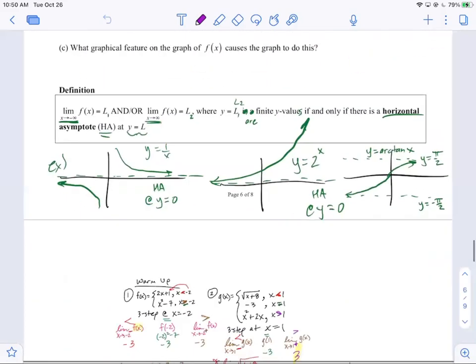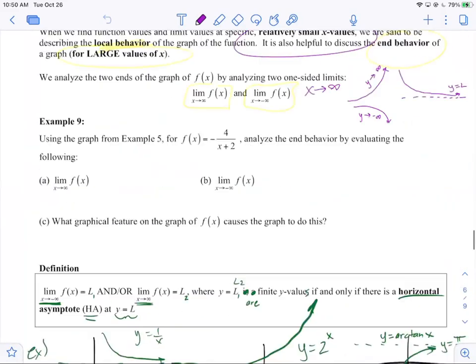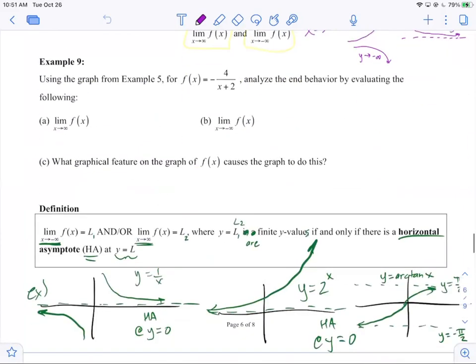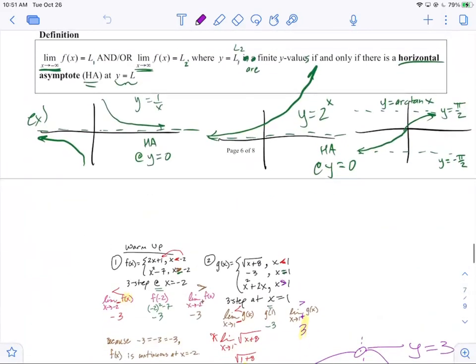So I showed you these 3 examples. By the way, we did not do example 9, so we're not going to come back to it. I gave you this instead of example 9. Neither of these 3 graphs cross their horizontal asymptotes, but they all have a horizontal asymptote.